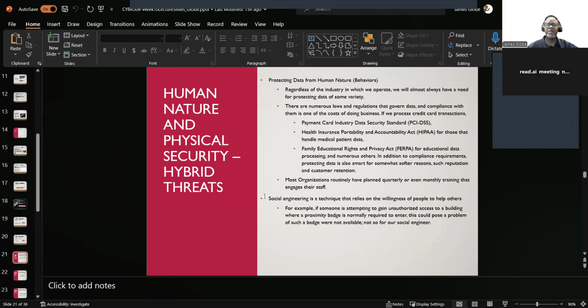Protecting data, again, regardless of the industry we operate in, we will almost always have a need for protecting data, in particular sensitive data, whether it's PCI, health, or financial. And that's starting to grow in the age of AI, where just protecting PII of your customers is becoming important because AI can aggregate data so much quicker than humans to carry out a social engineering attack.